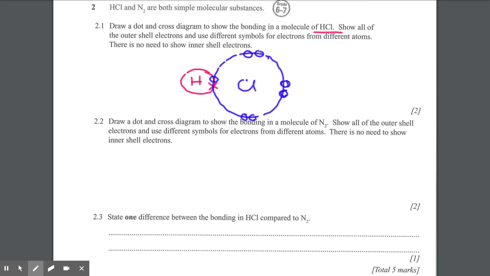Now, if we look at nitrogen, this is a little bit more complicated because nitrogen's only in group 5, which means it's actually 3 electrons short. And obviously the nitrogen it's going to be bonded to is likewise going to be 3 electrons short. So because of that valency of 3, there's going to be 3 electrons from each nitrogen shared when a nitrogen molecule is formed.